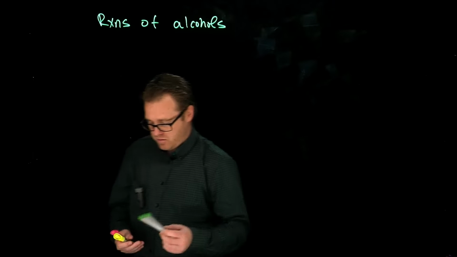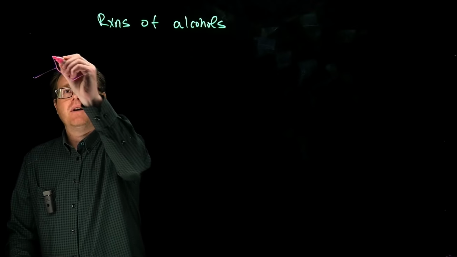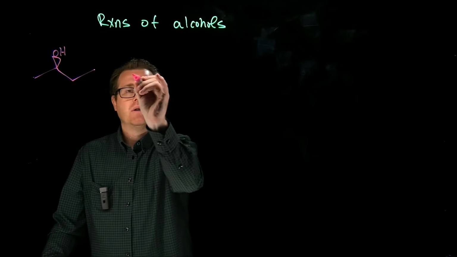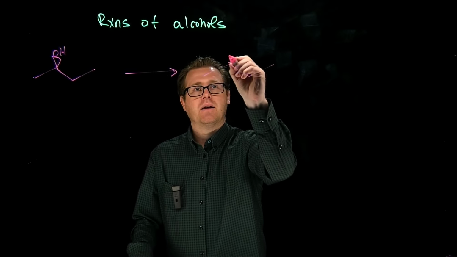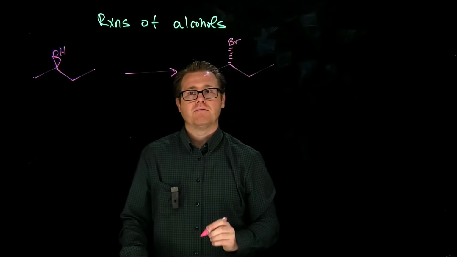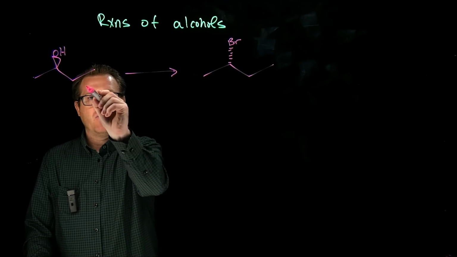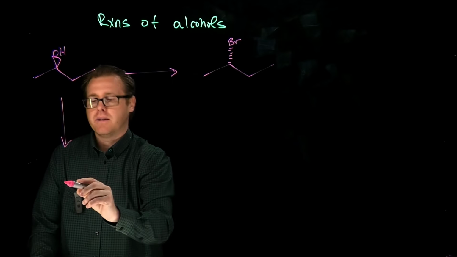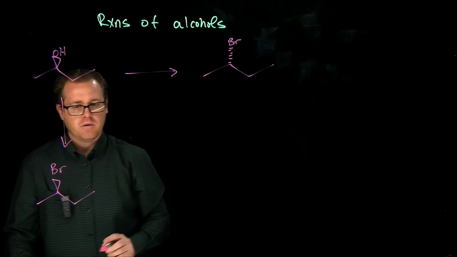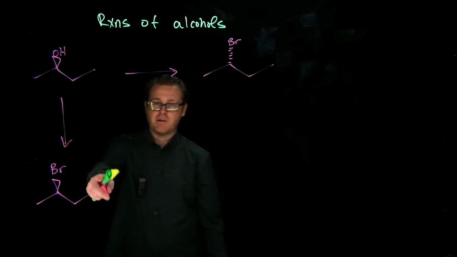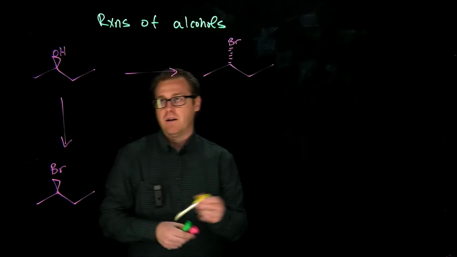Now I want you to pay attention to these reaction conditions. What if I had an alcohol like that, and I wanted to get it to look like that? What reagents would I use? Or what if I wanted it to look like this? What reagents would I use to get that transformation? Now we have to think about the mechanisms very carefully here.